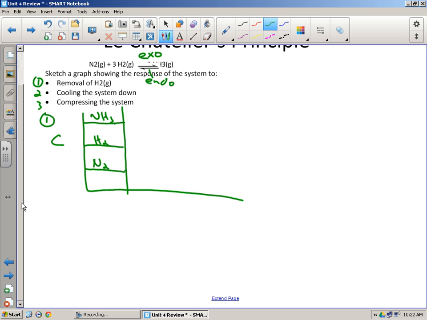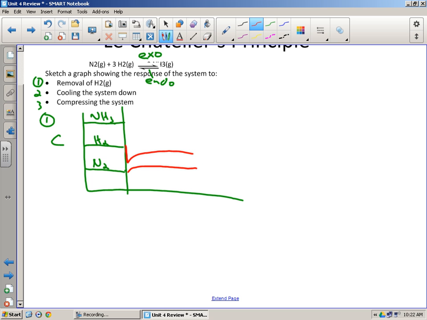If I take out H2, of course, it is going to dip down. And then, of course, Le Chatelier's principle says, if I take that out, it wants to try and build that up again. So to build that H2 back up, I'm also going to be building up N2 as well. So I'm going to be building up some of that as well.